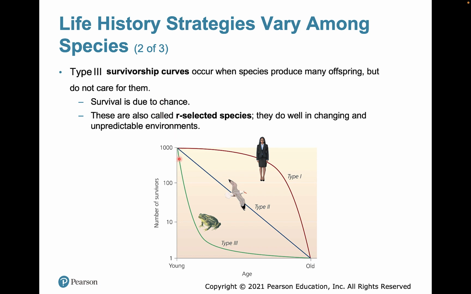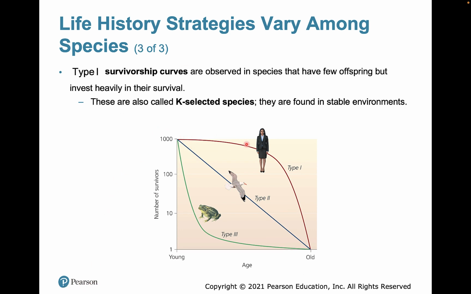There's not a whole lot of parental care. So the frogs lay all of these eggs, and most of them get eaten up as prey for fish and other organisms. So the big die-off happens when they're young. And if you make it to middle to old age as a type 3 organism, you're in good shape. You got a really solid chance of survival, all right? These are also called R-selected species, right? They do really well in changing and unpredictable environments. So type 3, R-selected species, low parental care, low investment in the offspring.